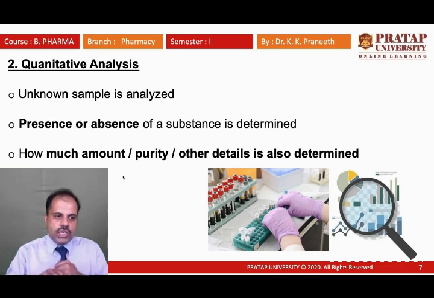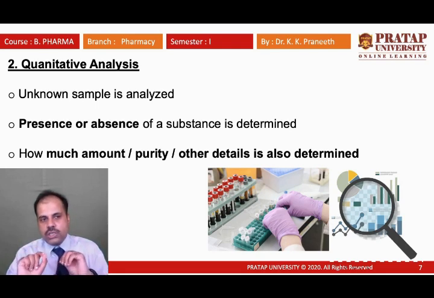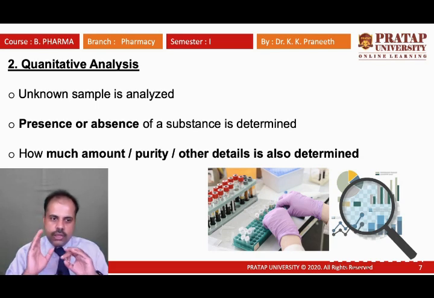So what is quantitative analysis? An unknown sample is analyzed, the presence or absence of a substance can be determined, and their amount, purity, structure and all the other details are also determined. So we get a complete picture, complete information of a chemical. Quantitative analysis is a very important method for pharmaceutical analysis, because for drugs we need to know the purity, amount, everything, the structure and the chemical.